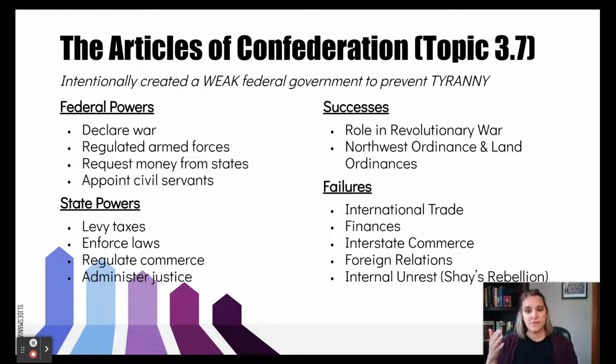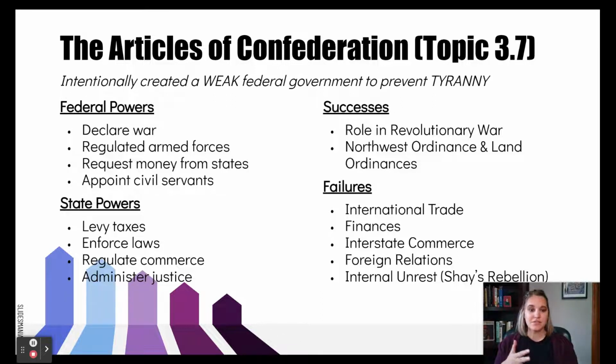And so when you look at the list of federal powers, you will see that most of those powers are related to war. They are able to declare war, make treaties, regulate armed services, but they cannot do things like levy taxes. They can request money, but they cannot levy taxes. States have really the important powers when not in a war. They are going to regulate commerce, administer justice. Those things that are essential are going to be left to the power of the states.